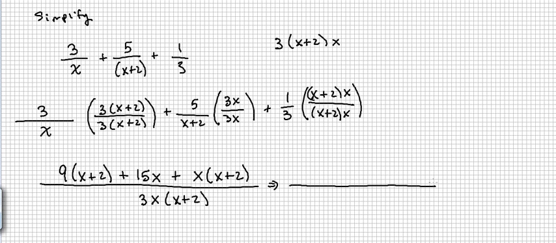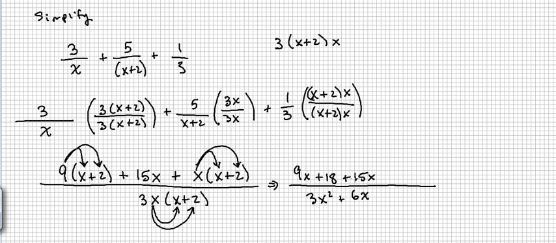now we gotta simplify things a little bit. We're gonna distribute this 9 through to these two. We can distribute an x through here, and we can distribute a 3x to these. So let's do our bottom first. This will be 3x squared plus 6x. This will be 9x plus 18 plus 15x plus x squared plus 2x.